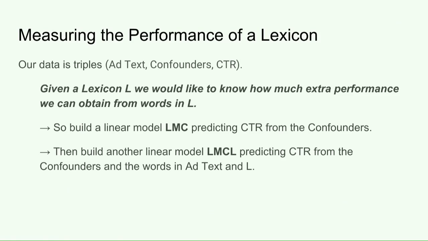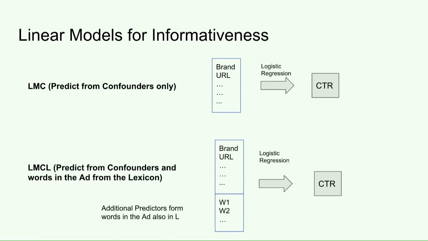So the first thing that you might do is to build a linear model. Let's call it LMC. And you want to predict the performance from the confounders, because that's the baseline. You take all the brand names, all this free shipping kind of stuff, those are the confounders, create a model. Then you add your lexicon to it, and then you train another model, and then you basically take a look at the delta between these two. So that's kind of the fundamental approach that somebody would take as a direct approach.